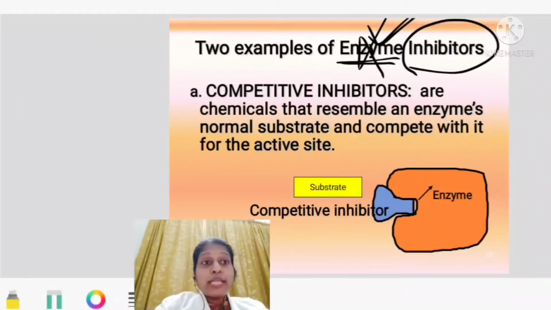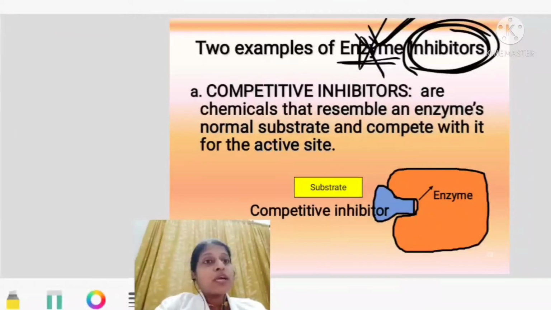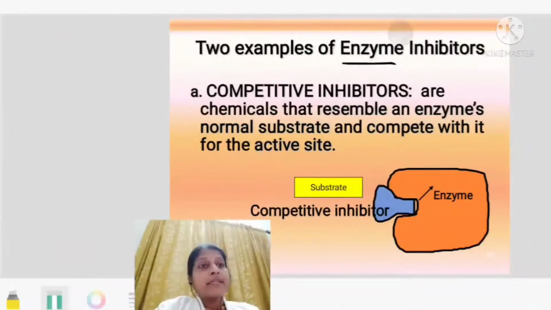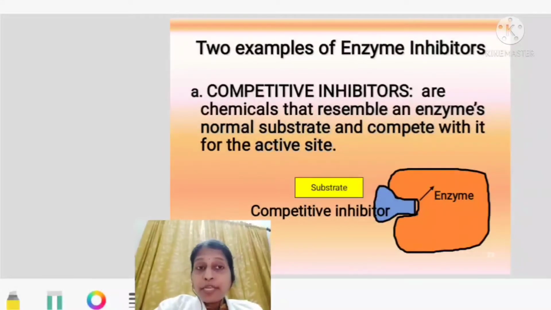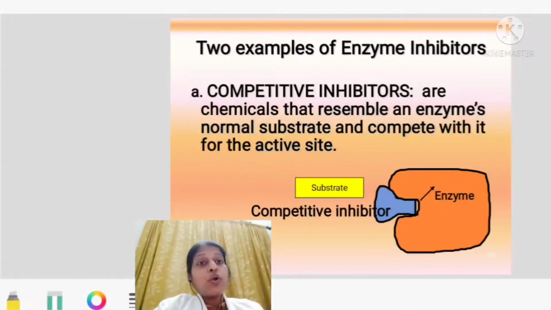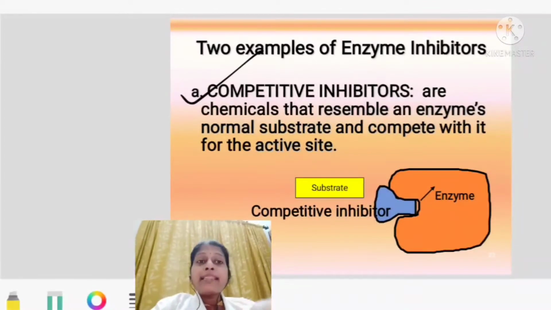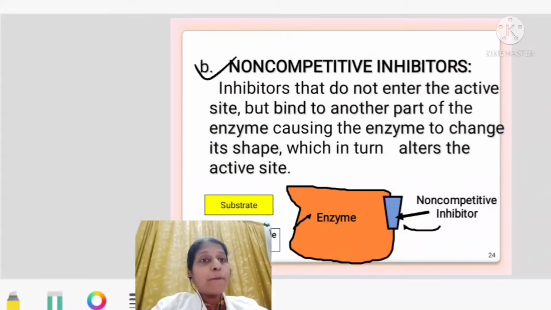So these inhibitors can be of two types. What are the two types of inhibitors? What are inhibitors? That which does not let the enzyme do its work, okay? So that one we call what? We call them inhibitors. These inhibitors, how many types are there? There are two types. One is your competitive inhibitor and the second one is your non-competitive inhibitor.